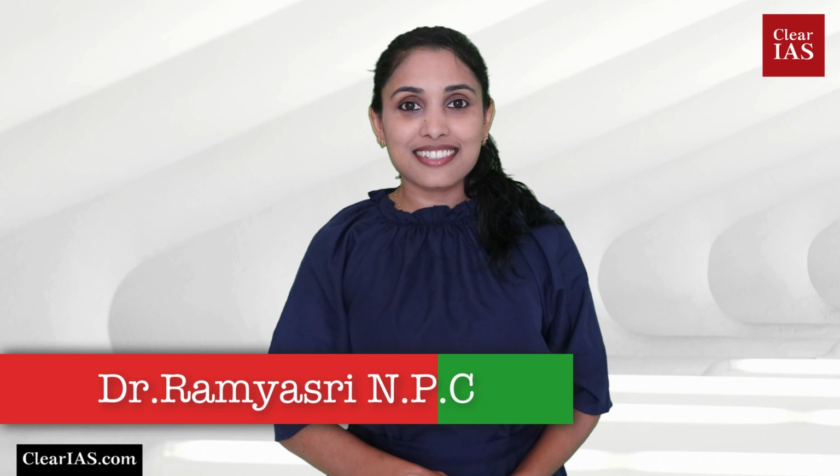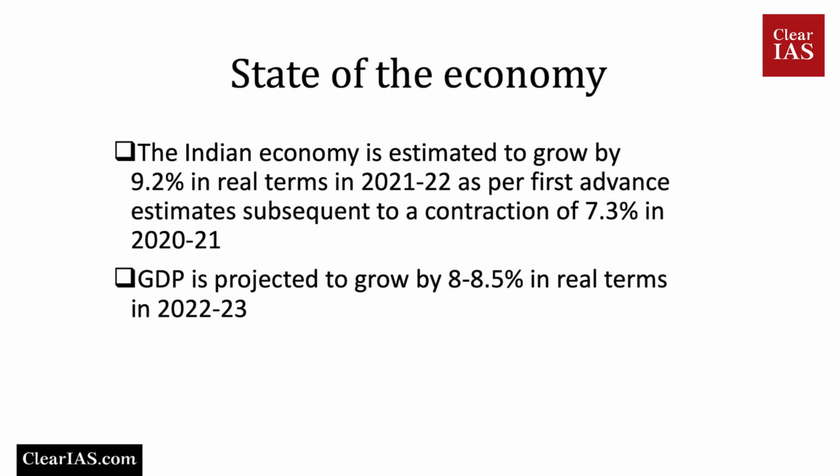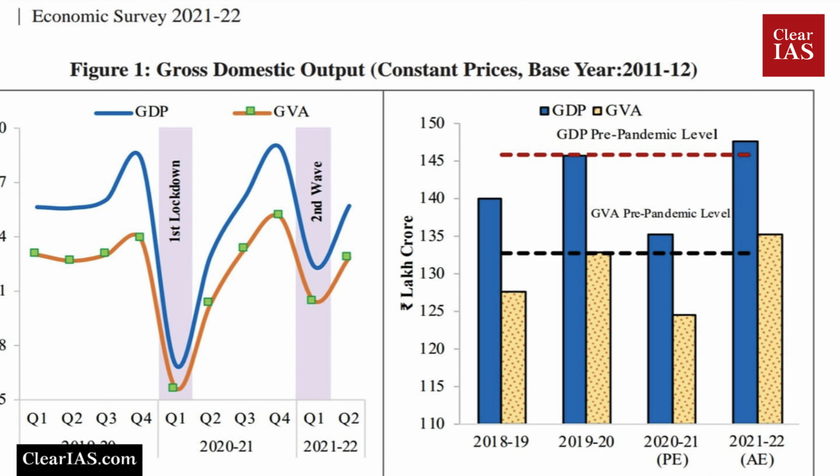Coming to the state of the economy, the Indian economy is estimated to grow by 9.2% in real terms in 2021-22, as per first advance estimates, subsequent to a contraction of 7.3% in 2020-21. GDP is projected to grow by 8 to 8.5% in real terms in 2022-23. Although the second wave of the pandemic in April to June 2021 was more severe from a health perspective, the economic impact was muted compared to the national lockdown of the previous year. This is evident in these figures.